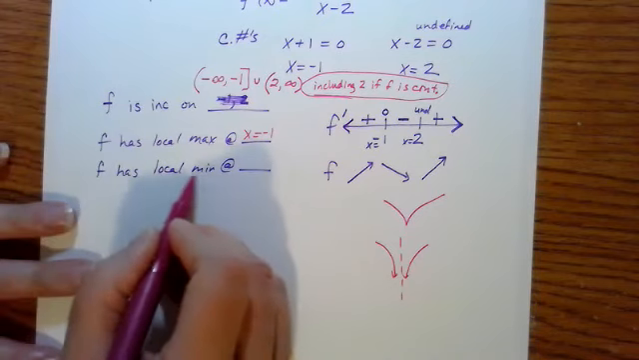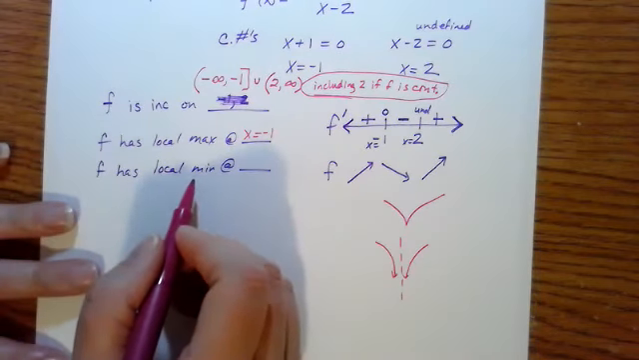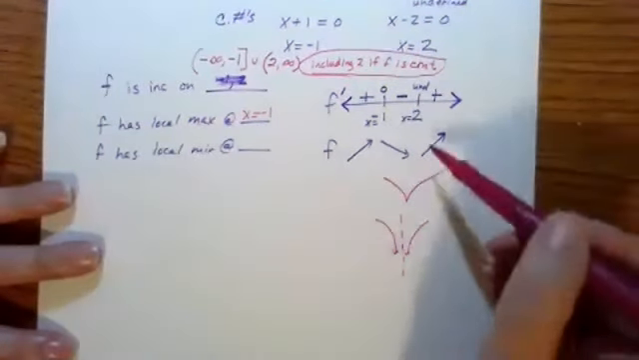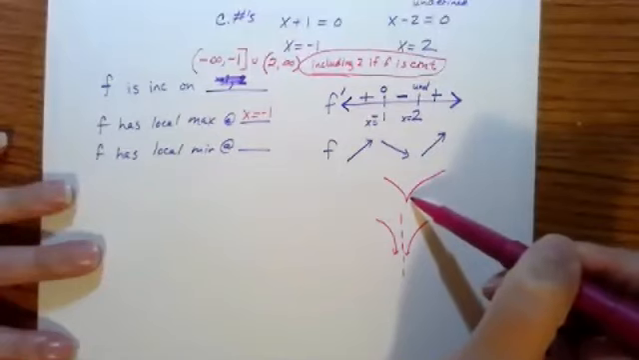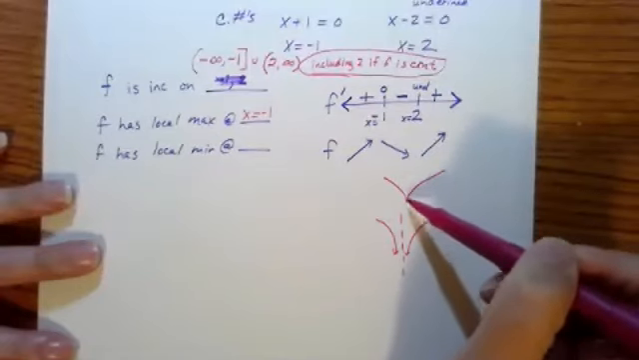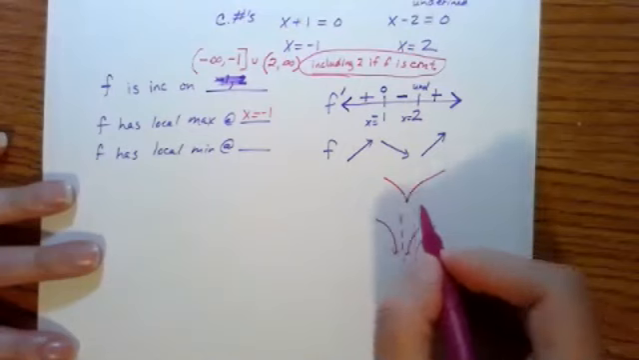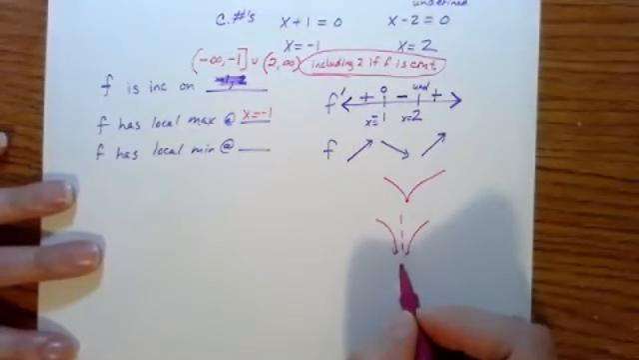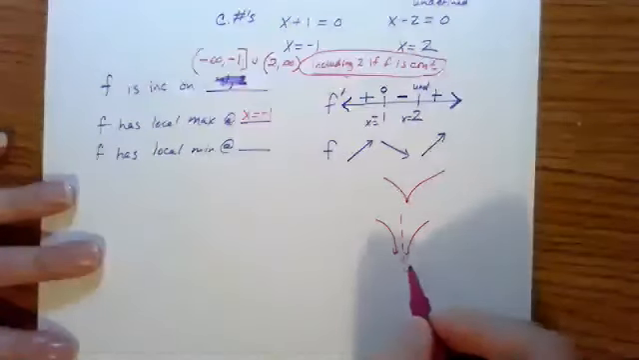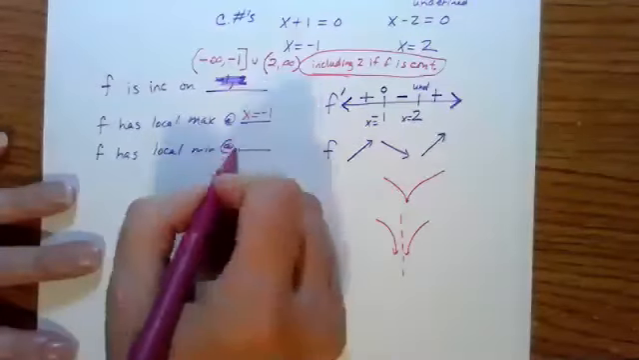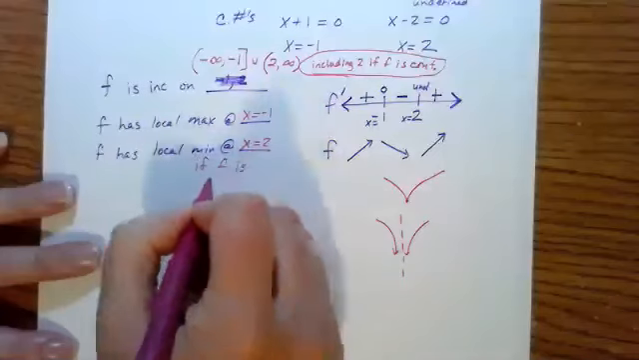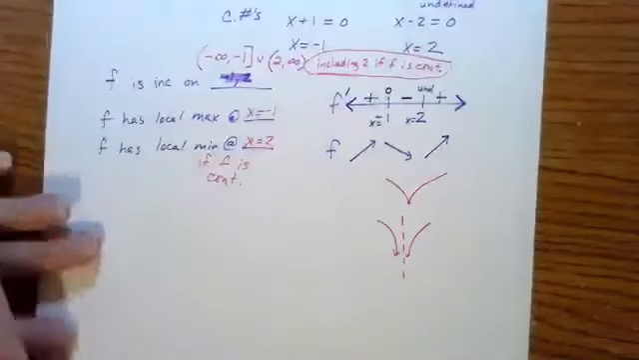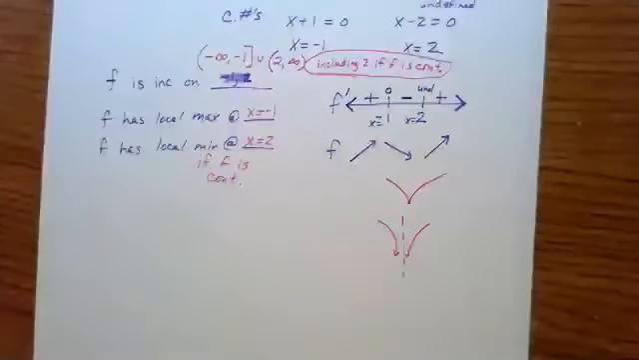What about local minimum? It doesn't have one, right? It might or it might not. Right. If F is continuous, it does. If F is not continuous, it doesn't. So this depends. It would be at X equals 2 if F is continuous. Otherwise, none if F is not continuous.